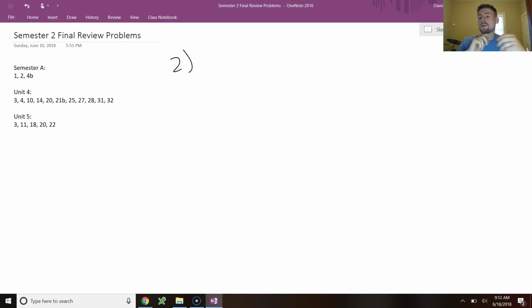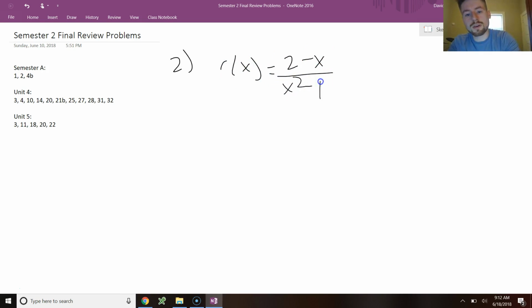And then if there's common factors, you might have a hole in the function, and lastly, you just start sketching. And if you need to figure out which side of my vertical asymptote I am on, you can do sign analysis to figure that out. So here's our rational function. It's 2 minus x over x squared minus 1.